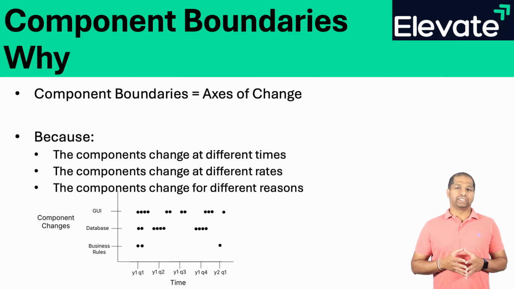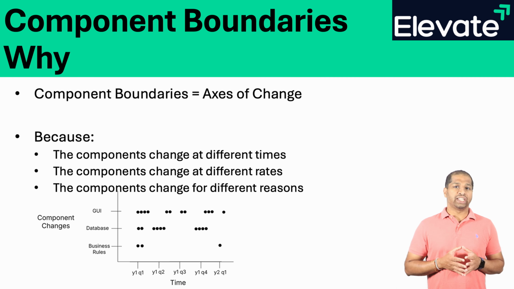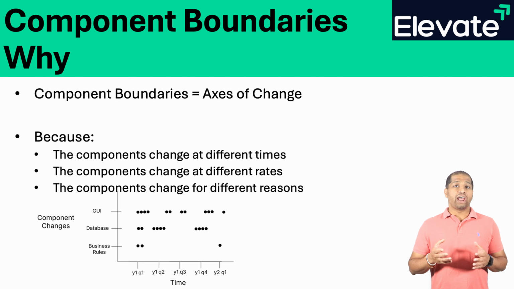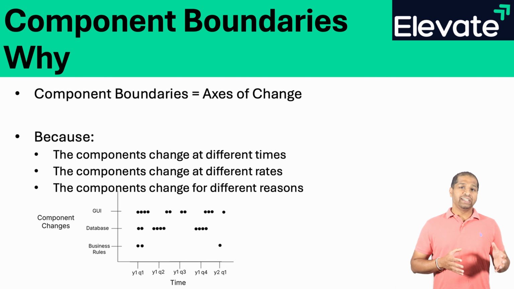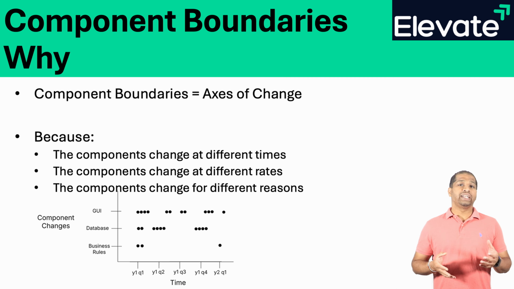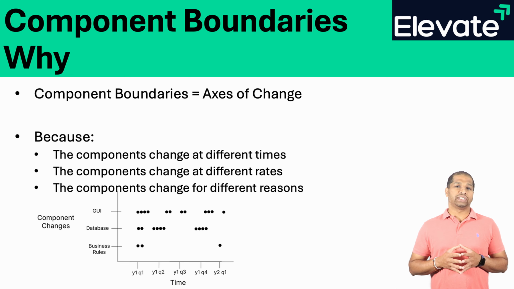Why are they important? Component boundaries are also called axes of change because these components change at different times, at different rates, and for different reasons. Additionally, they help us identify components which depend on others and components which are immune to others. As you can see, business rules change rarely, while GUI and database changes are more frequent.